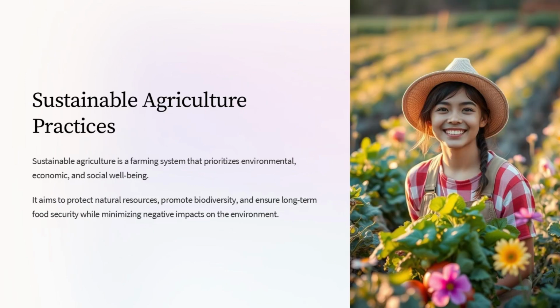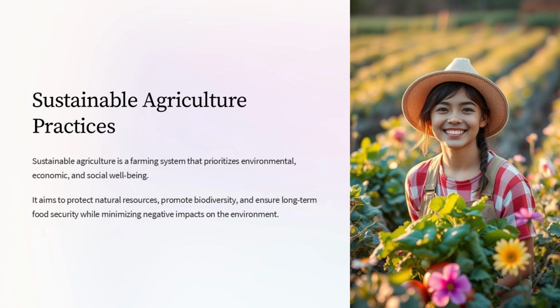Sustainable agriculture is a holistic approach to farming that considers the long-term health of the environment, the economy, and the community. It focuses on protecting natural resources like soil and water, while also promoting biodiversity and ensuring food security for the future. The goal is to minimize the negative environmental impacts of agriculture, while still maintaining productive and profitable farms.